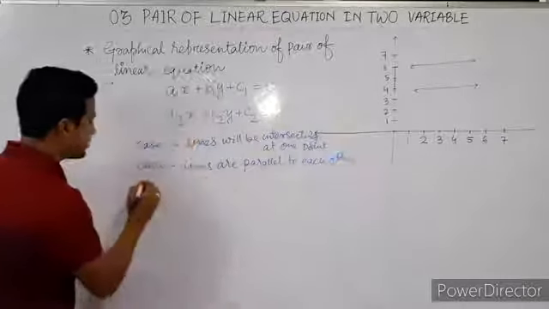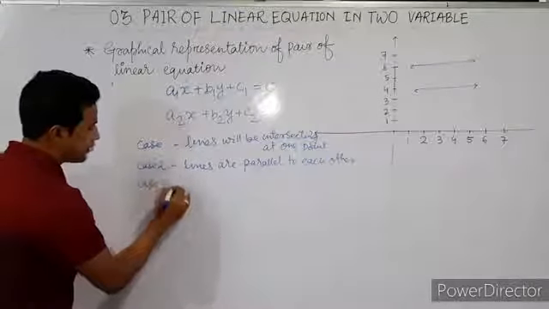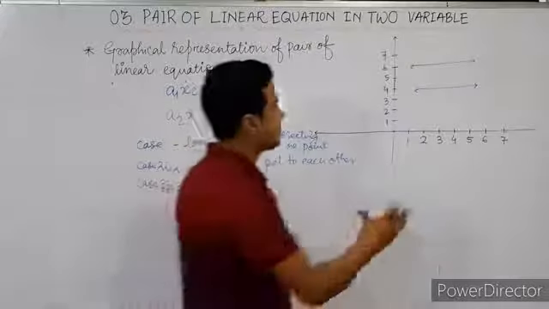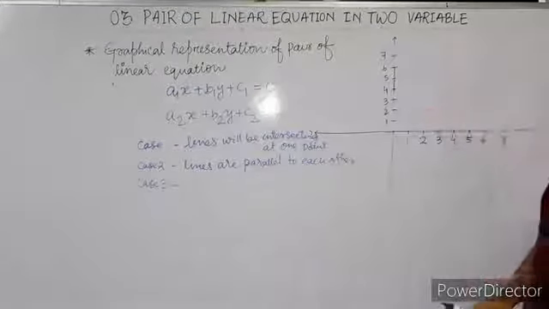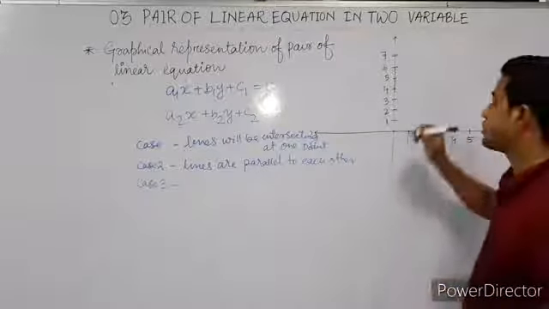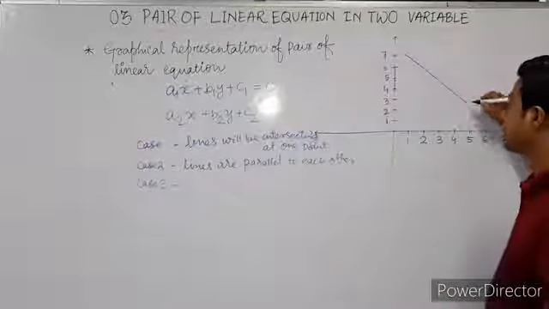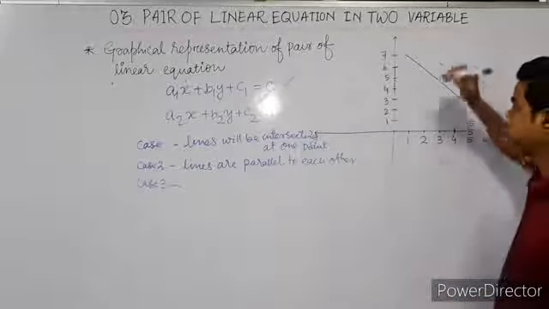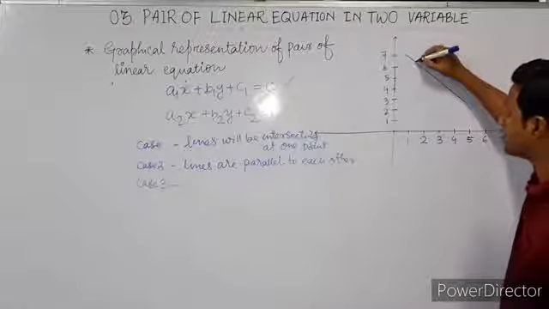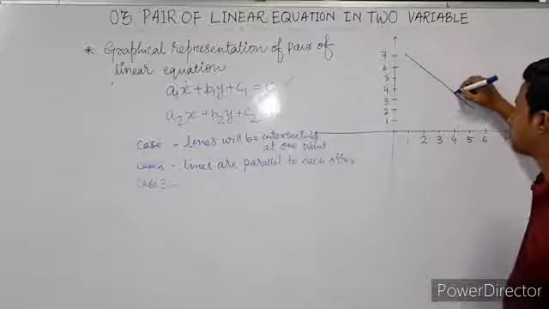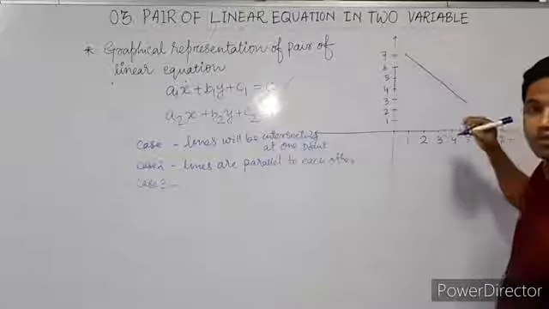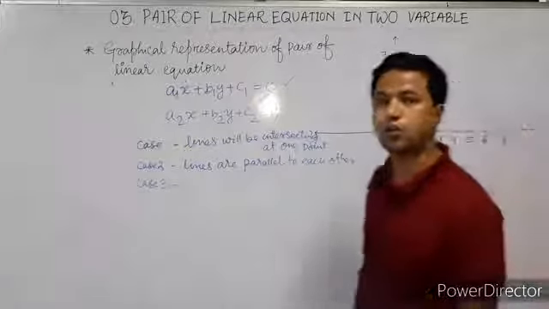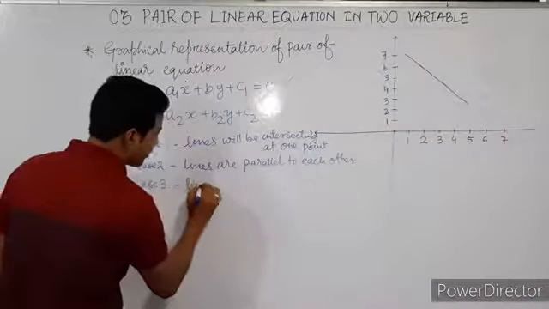In case number 3, when we plot the graph for both equations, you will get lines that coincide. Coincidence means, suppose this is the graph for the first equation, and when you plot the graph of the other equation, it lies exactly on the same line. So on the line you get two graphs. This is the third case, called coincident lines.